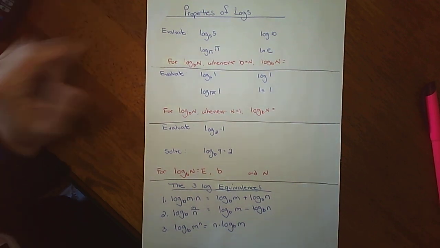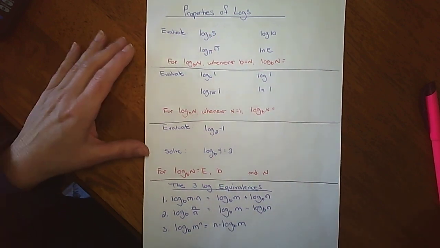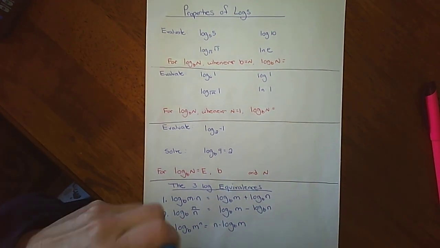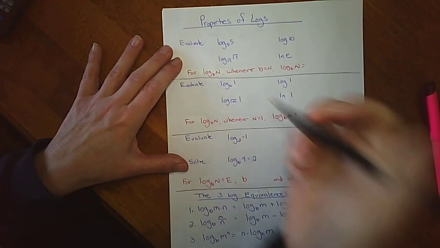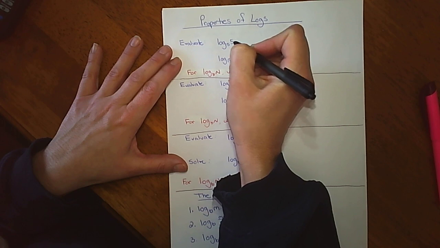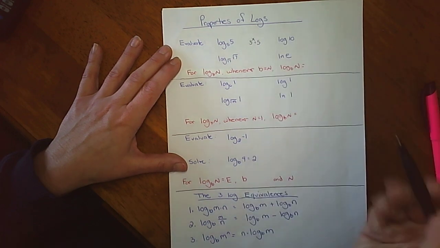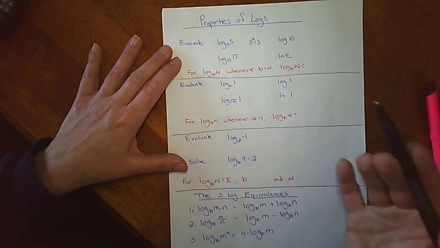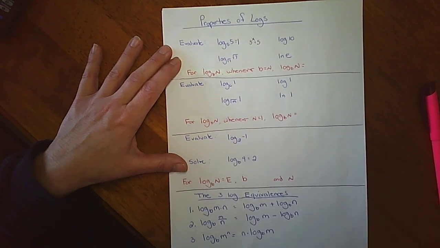Let's go up to the top here. I want you to evaluate log base 5 of 5. So let's talk about what that would do. If you were to rewrite these, you would set this equal to x. So this would become 5 to the x equals 5. Now, what would make that happen? If the exponent is 1. So when you evaluate this, we get a 1.